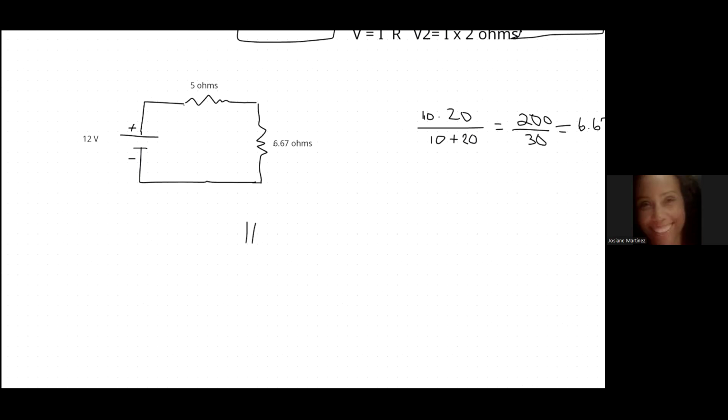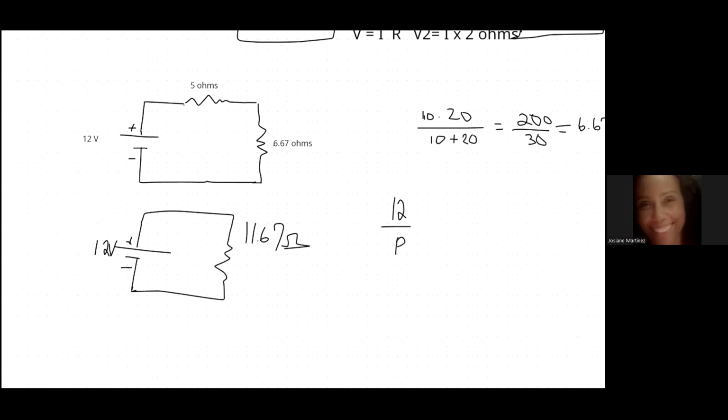And we can draw a new circuit with a 12-volt battery and one resistor equal to 11.67 ohms. Now, let's find the total power being dissipated by this battery, or being generated rather. How much power does this battery produce? I'm going to use the formula that says V squared over R, because that's the information I have.